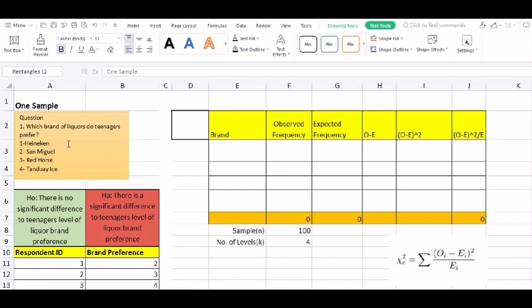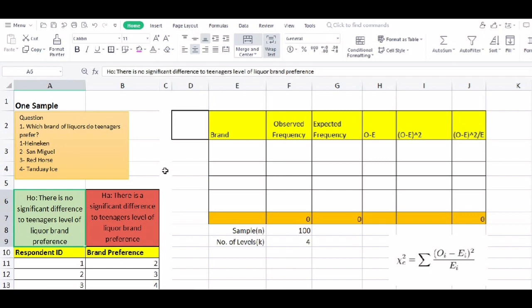Brand of liquor will be our variable, and the levels will be Heineken, San Miguel, Red Horse, and Tanduay Ice. We have a hypothesis, and we would like to know the difference in teenagers' level of liquor brand preference. So, H0, and then Ha for the alternate hypothesis.